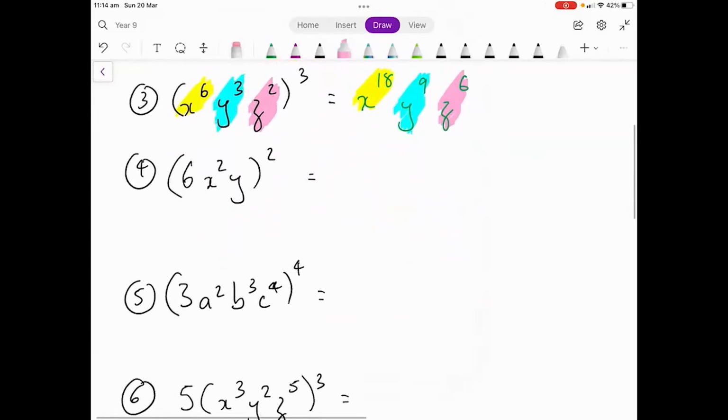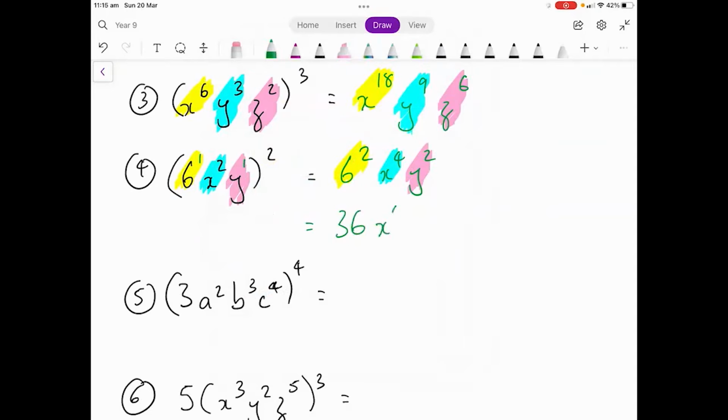Question 4. Any terms that don't have a power have an invisible 1, and then you do the multiplication like normal. So this becomes 6 to the power of 2, x to the power of 4, y to the power of 2. And that's it, you're done. Except that you can write 6 to the power of 2 a little bit nicer, so we write it as 36, x to the power of 4, y to the power of 2.